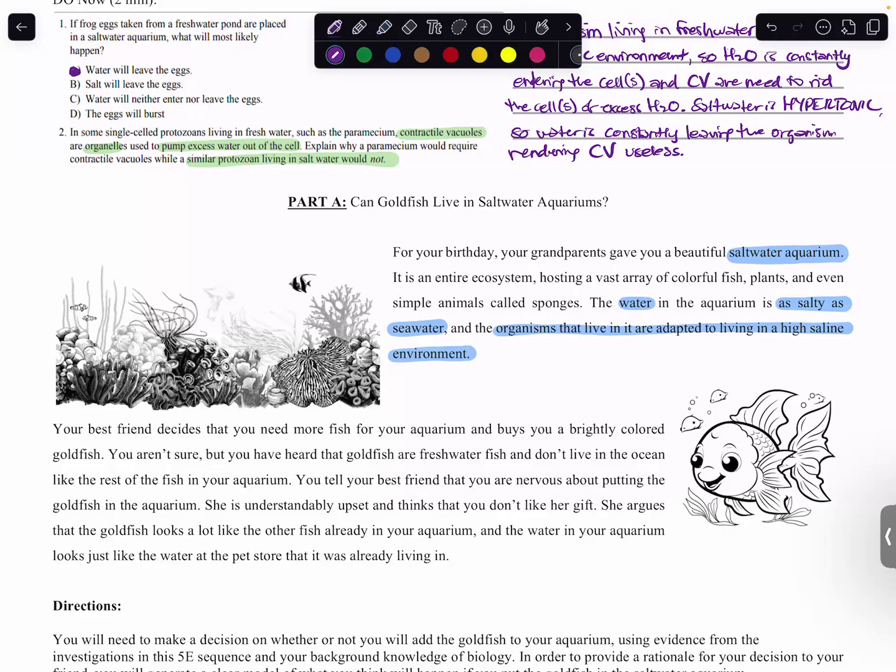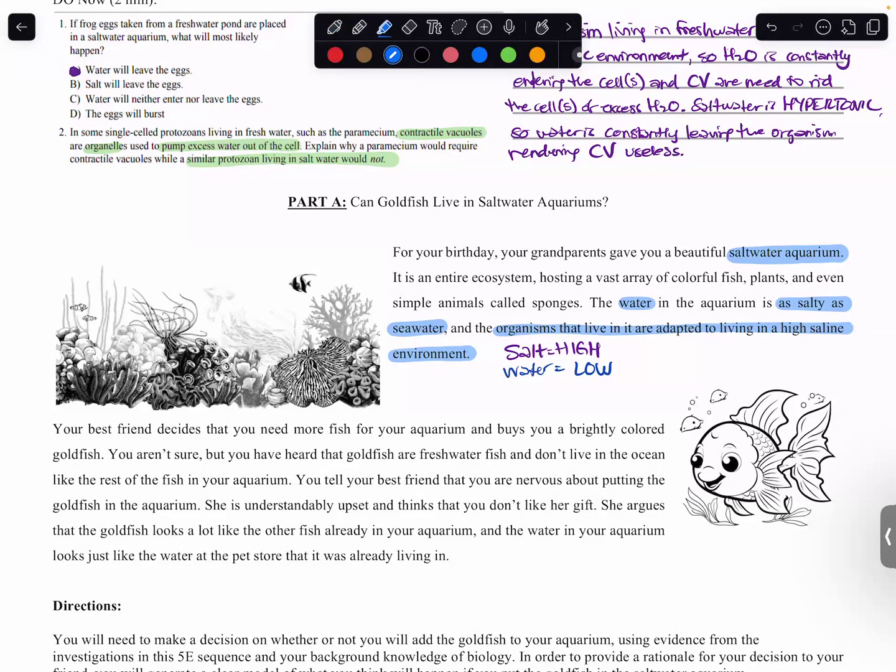Okay? So, what they're describing to us in this saltwater aquarium is that the concentration of salt is high and the concentration of water is low. Remember, these are always moving from high to low concentrations. So if I place a fish in there, think about what would happen if we placed a fish that's normally in something that has a lot of water and low amounts of salt, if we placed it in something that had high amounts of salt and low amounts of water.